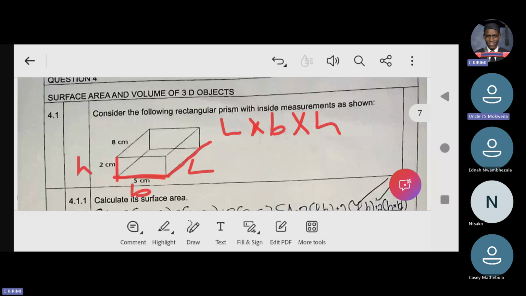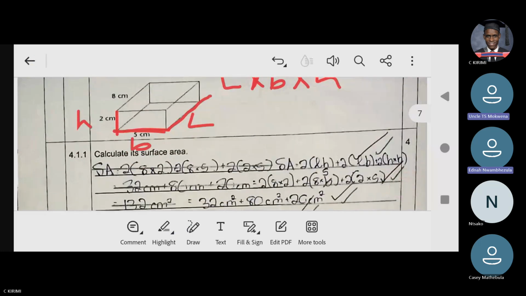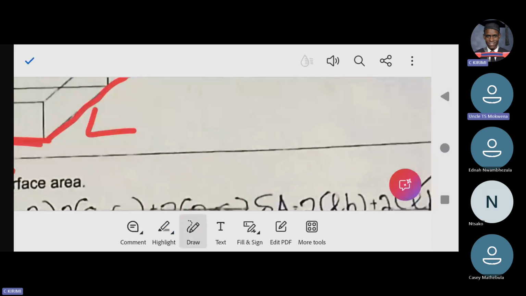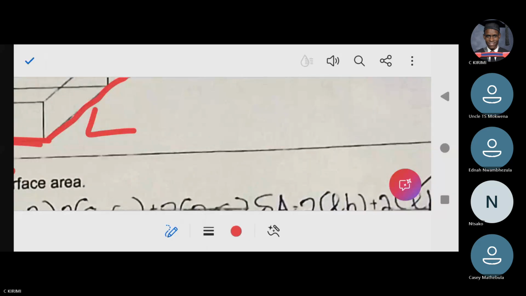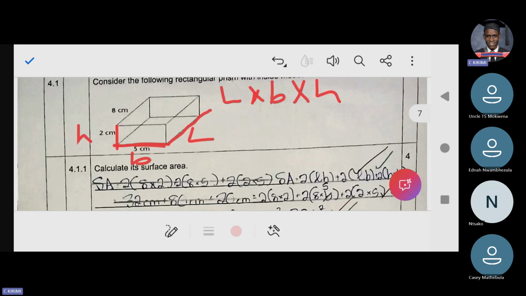Now, it's saying calculate the surface what? Area. They don't want the volume, they want the surface area. So first you must have the formula for the surface area, which I gave you in class. You don't memorize this. What do we mean? You are adding this first surface, this one. But there are 2 of them, the front and the back one. Can you see?